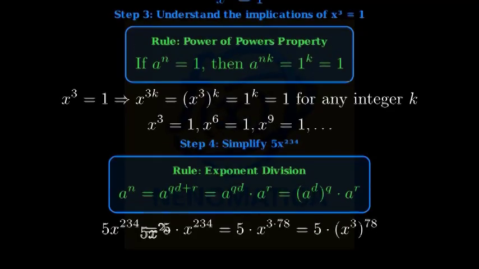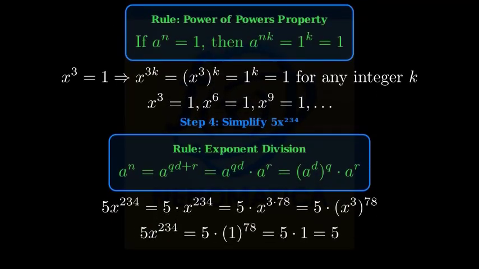Let's start with 5x to the power 234. We can write 234 as 3 times 78. So x to the power 234 equals x to the power 3 times 78, which equals x cubed to the power 78. Since x cubed equals 1, this becomes 1 to the power 78, which is just 1. So 5x to the power 234 equals 5 times 1, which equals 5.